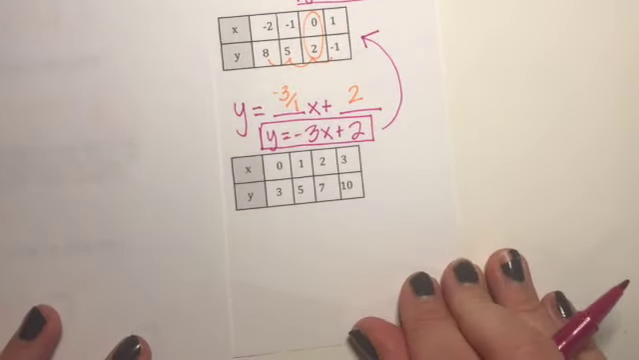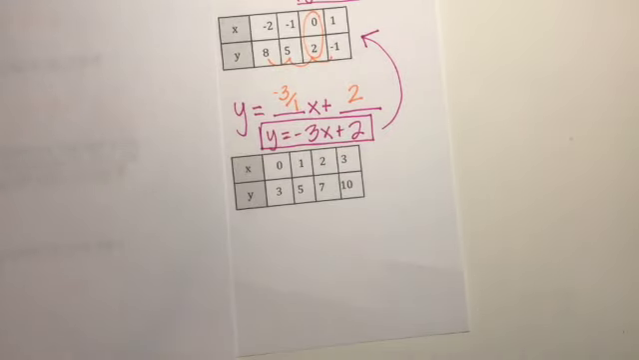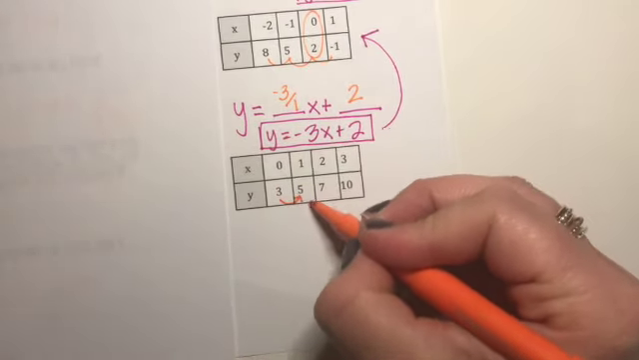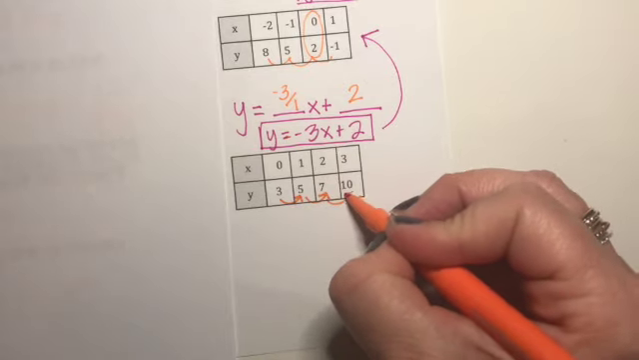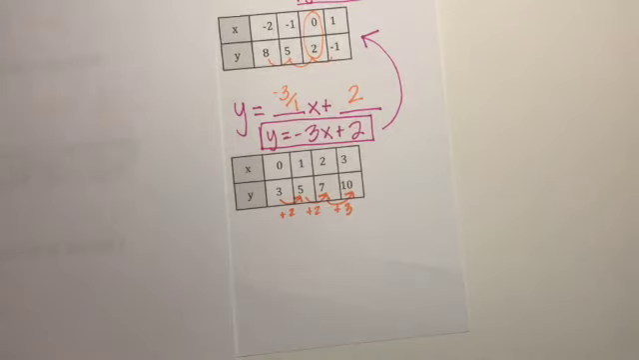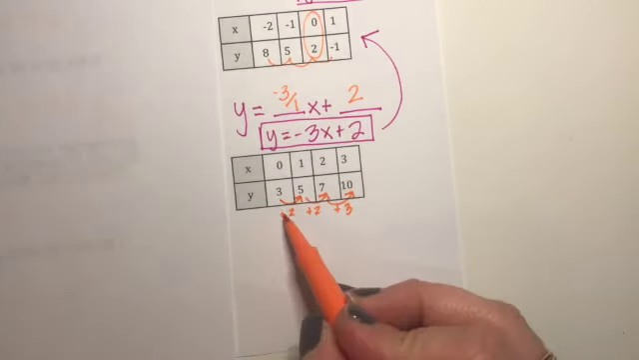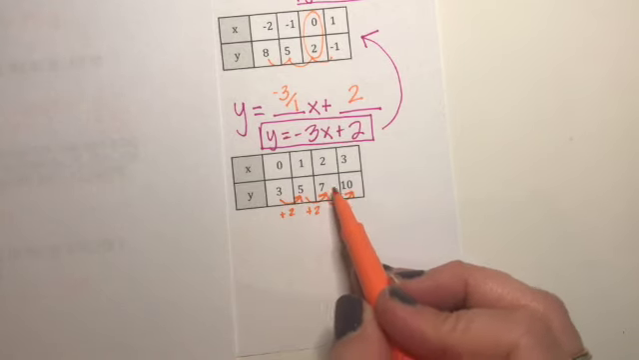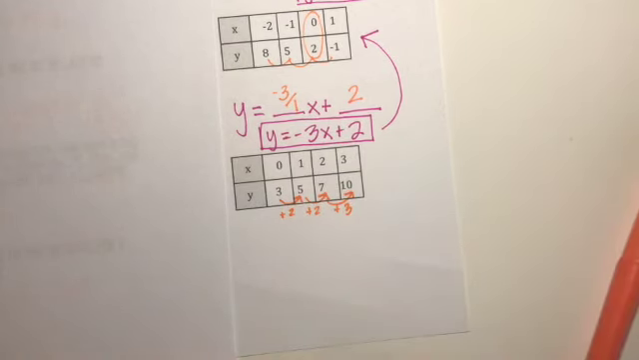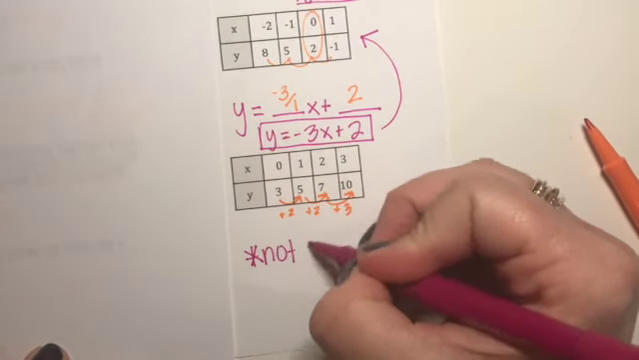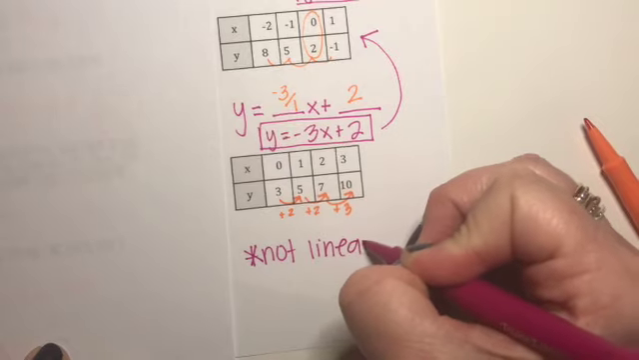Okay, so look at this last one. Let's look at what's our change in y. We're going up 2, up 2, up 3. What's different about this one? Okay, the change in y isn't constant, right? I added 2, added 2, added 3. So what that means is that this one is actually not linear.